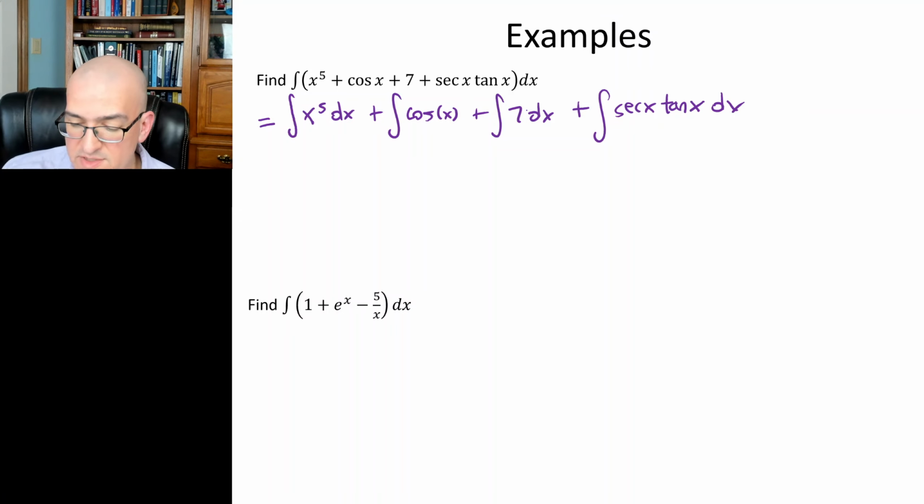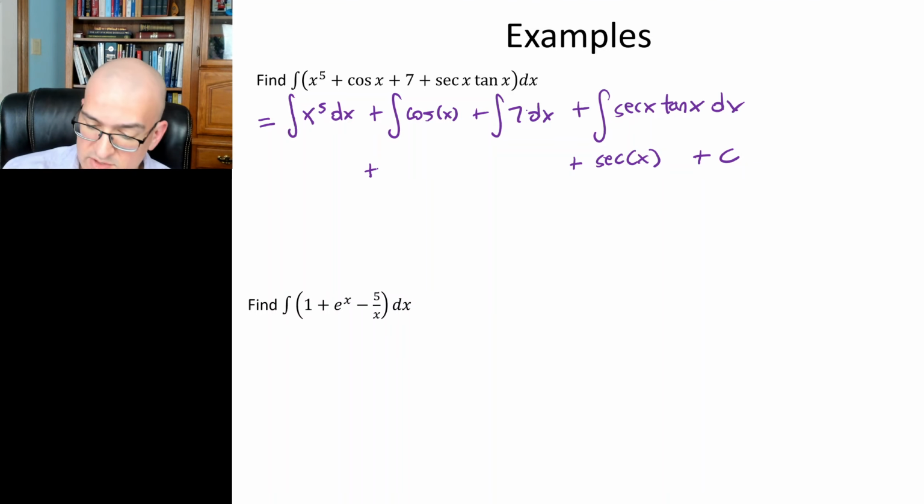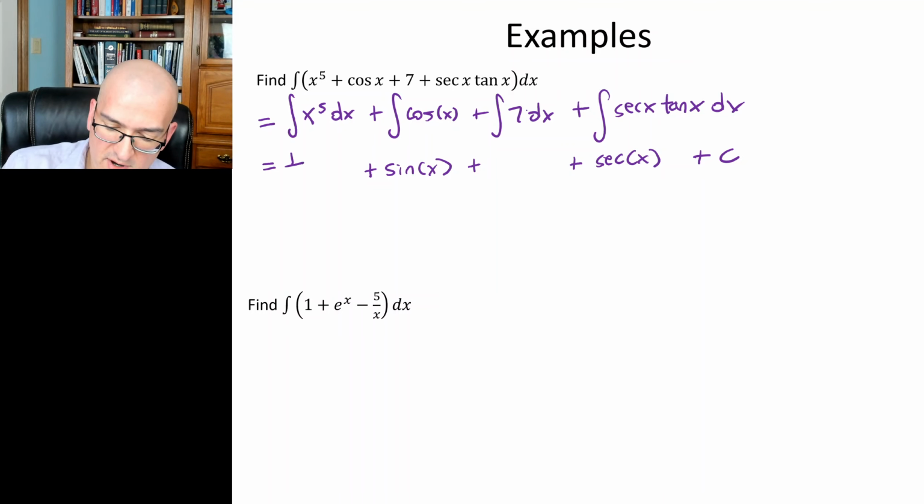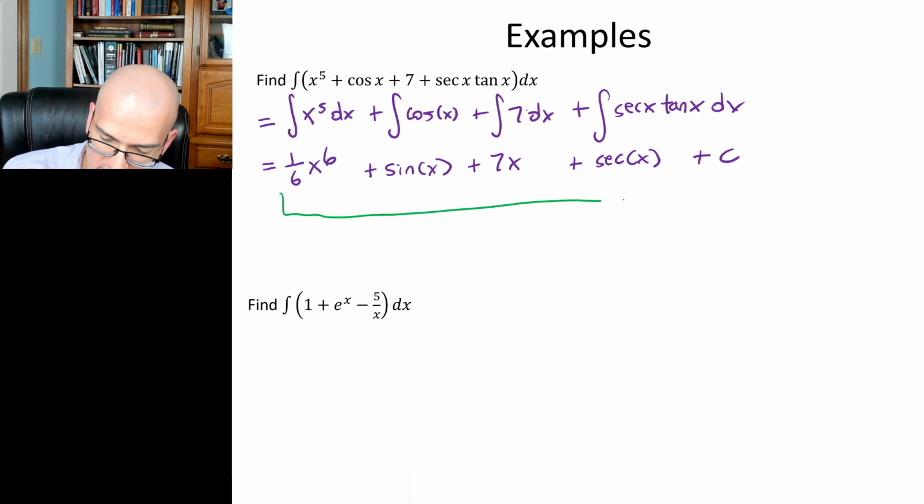And if you have your formulas in front of you, it's not so bad. The derivative of secant of x is sec x tan x, so this is just a secant of x. I might as well put the plus c in. The derivative of sine is positive cosine, so this is going to be positive sine of x. And the other parts are the anti-power rule, 1 over 6 x to the power of 6 and 7x. That's it. Don't do weird stuff.